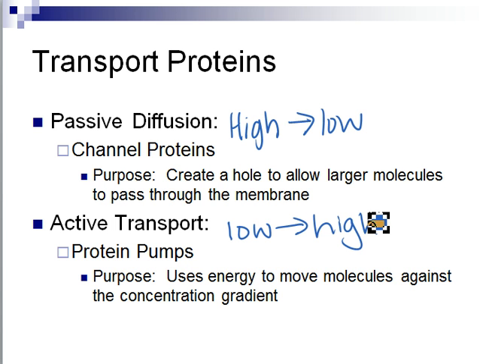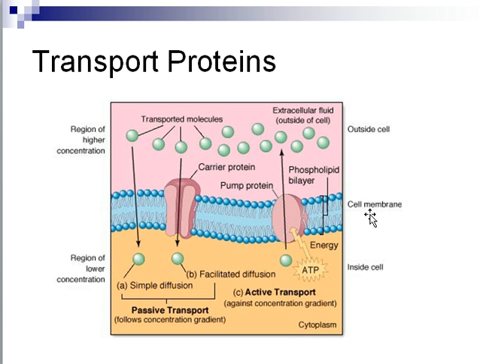So we're going to see that the protein literally pumps the ions or whatever needs to get across through the membrane using energy. If we take a look at a picture of this, we see here in this diagram that we have a high concentration of green particles outside of the cell and a low one inside. The particles could go through just the phospholipid bilayer, no protein involved. However, they would have to be small in order to do that.